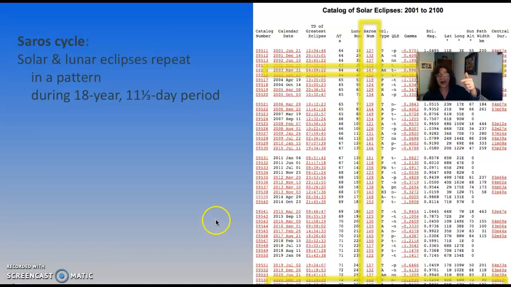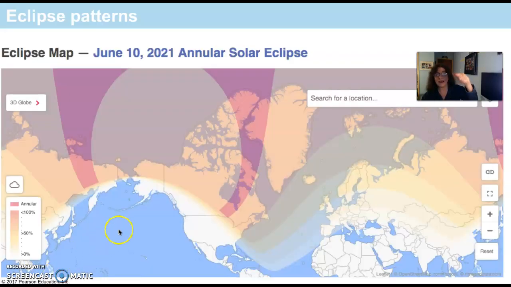That cycle can be noted here, the Saros number of 147 recurring in 17-year segments, and there is the next eclipse that we can see in June of 2021 that will be an annular solar eclipse. You can look at it here.